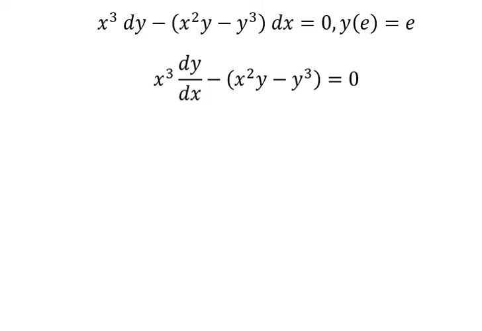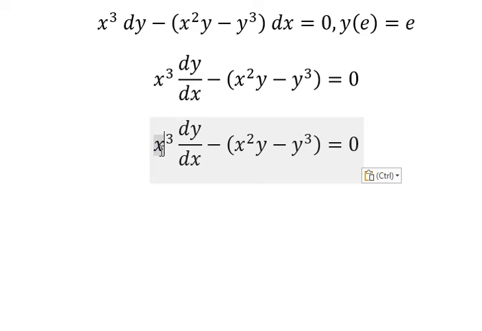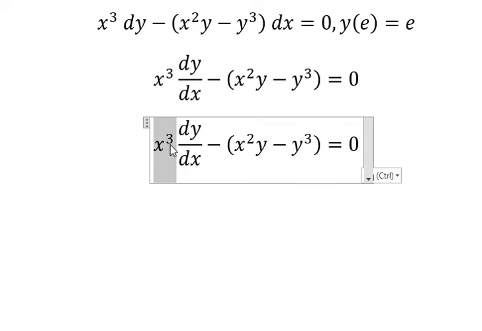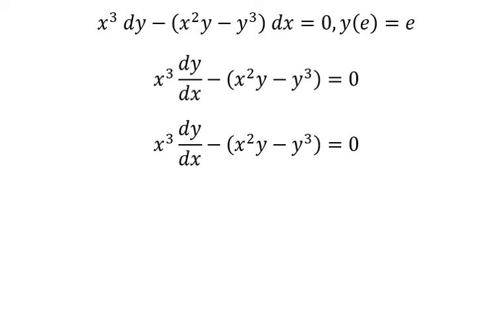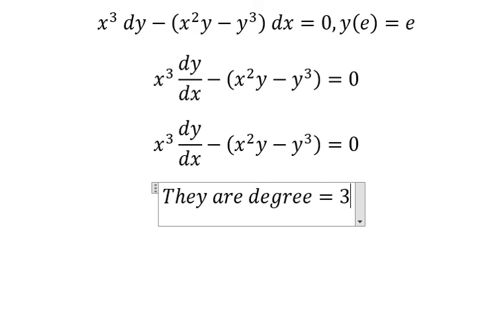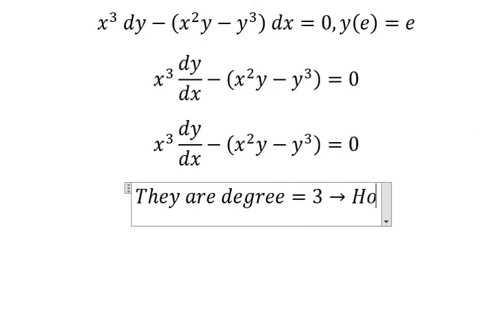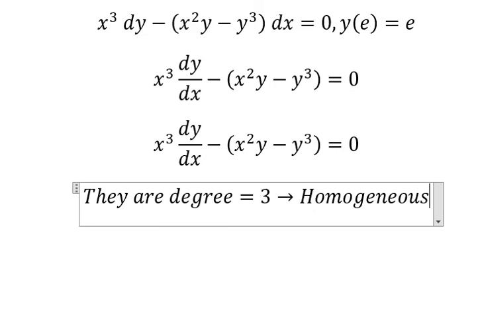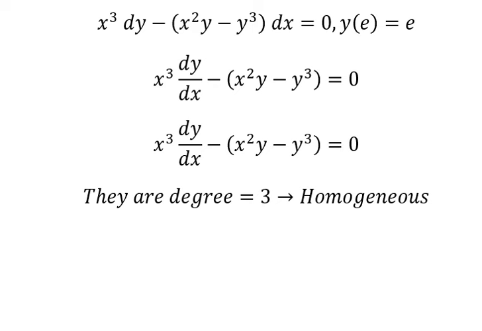Next, we see that we have x to the power of 3, x squared y to the power of 3. So they are degree number 3. So this is about homogeneous. So I will put y equals to vs.